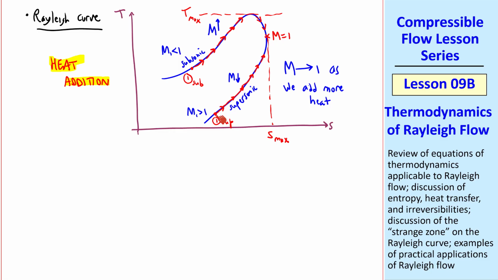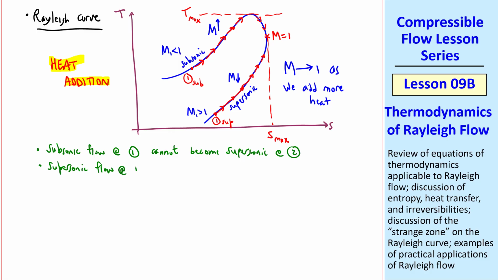Similarly, if we start supersonically and add heat, we go along this curve until we reach Mach number 1. But Mach number can't go subsonic because, again, you'd be decreasing specific entropy. In other words, subsonic flow at 1 cannot become supersonic at our state 2, and supersonic flow at 1 cannot become subsonic at 2. Thermodynamics prohibits us from decreasing S when we add heat.